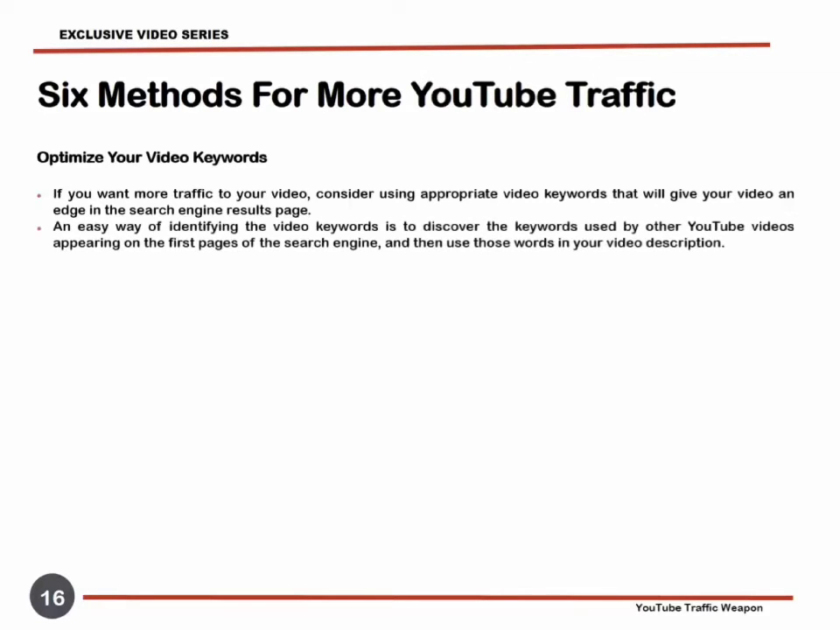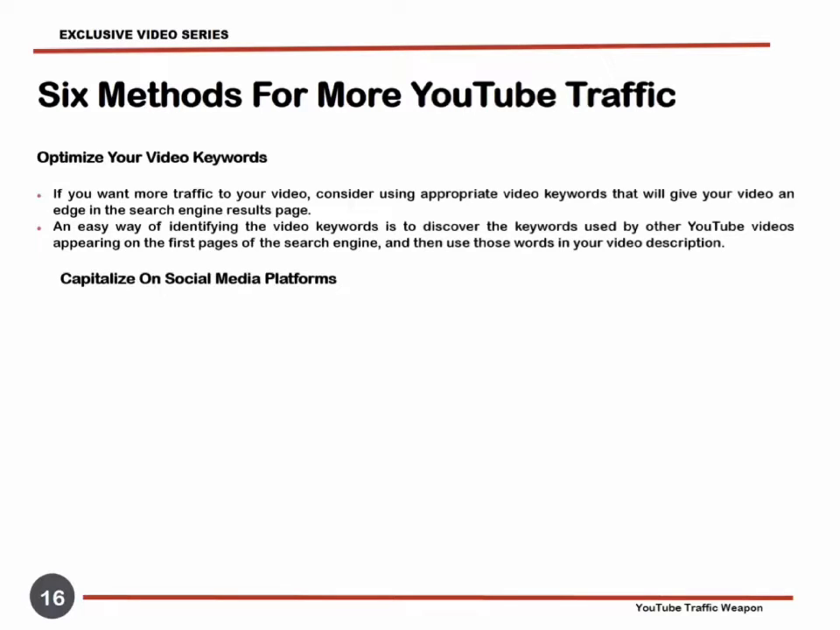An easy way of identifying the video keywords is to discover the keywords used by other YouTube videos appearing on the first pages of the search engine, and then use those words in your video description. Capitalize on social media platforms.